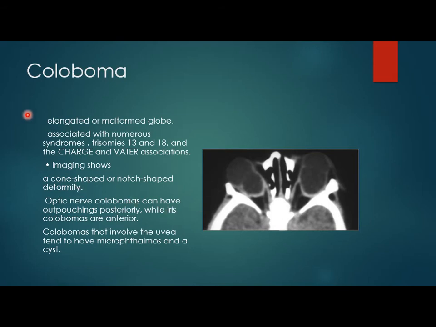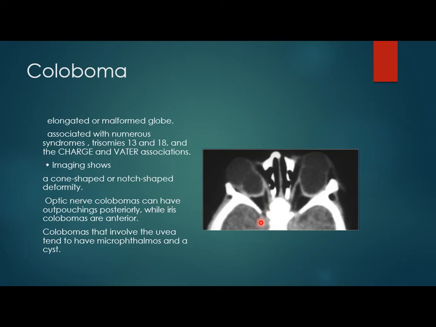Coloboma is an elongated or malformed globe associated with numerous syndromes like trisomy 13, 18, CHARGE, and VATER association. Imaging shows a cone-shaped or keyhole-shaped deformity. Optic nerve coloboma can have an outpouching either posteriorly or anteriorly. Posteriorly if it affects the optic nerve, and anteriorly if it affects the uvea, the iris. If it involves the uvea, it tends to have microphthalmia and cyst.